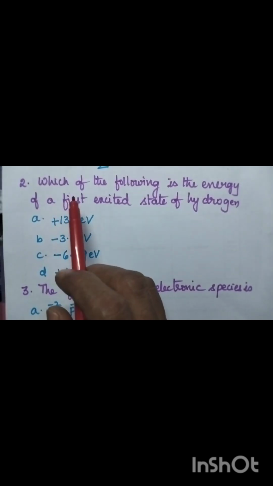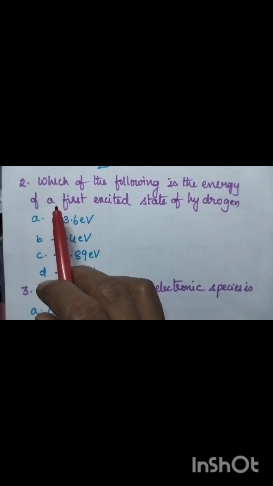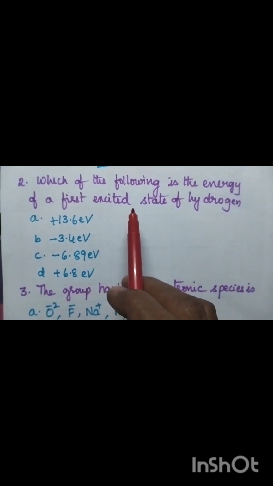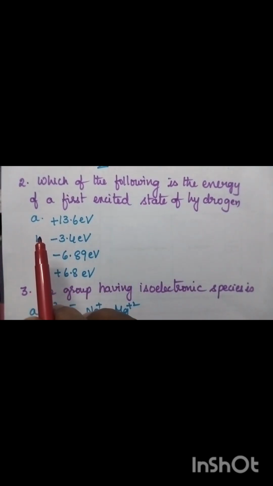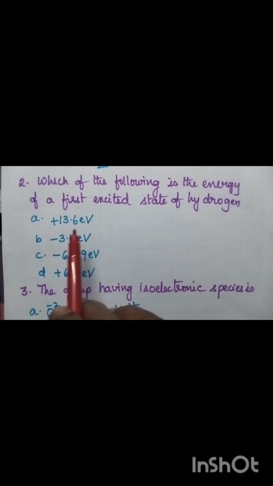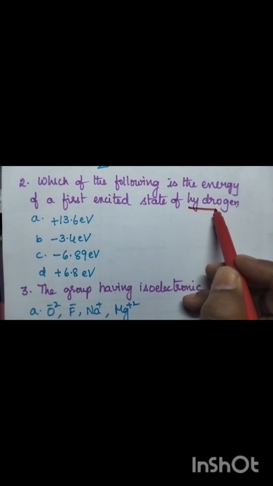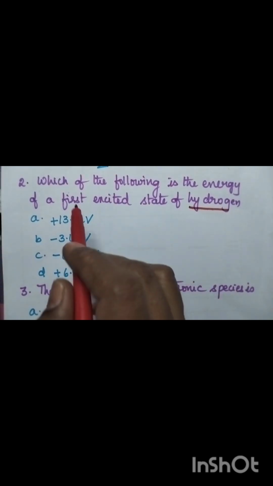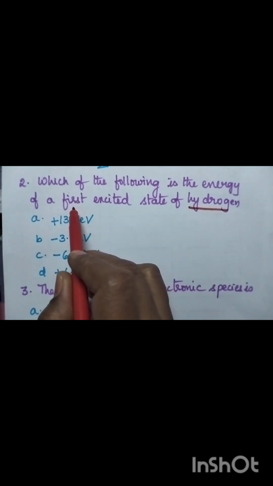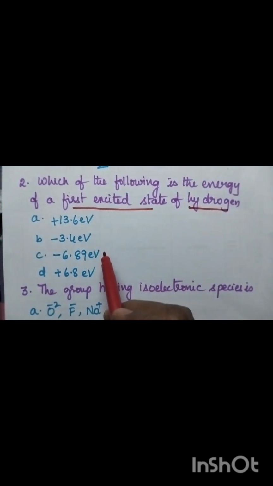Coming to the second question, which of the following is the energy of first excited state of hydrogen? Option A plus 13.6 electron volts, option B minus 3.4 electron volts, option C minus 6.89 electron volts and option D plus 6.8 electron volts. So here it is the hydrogen atom and we are supposed to calculate first excited state. Pause the video and try to answer the question.